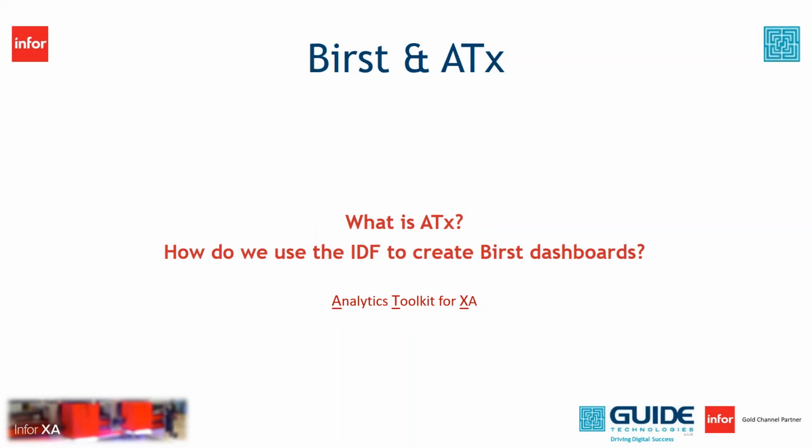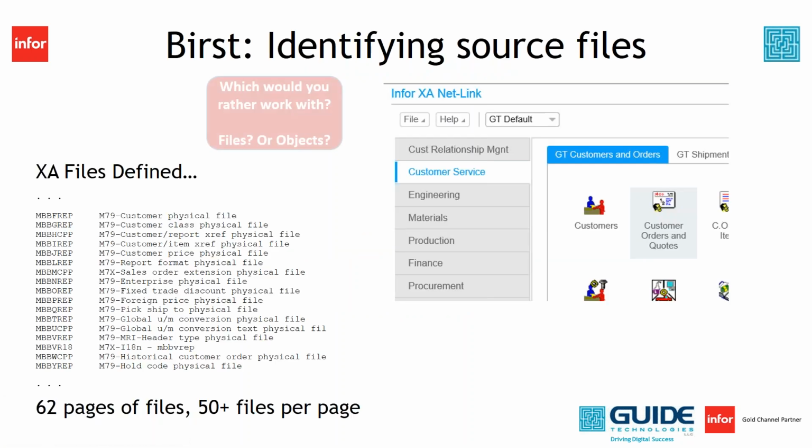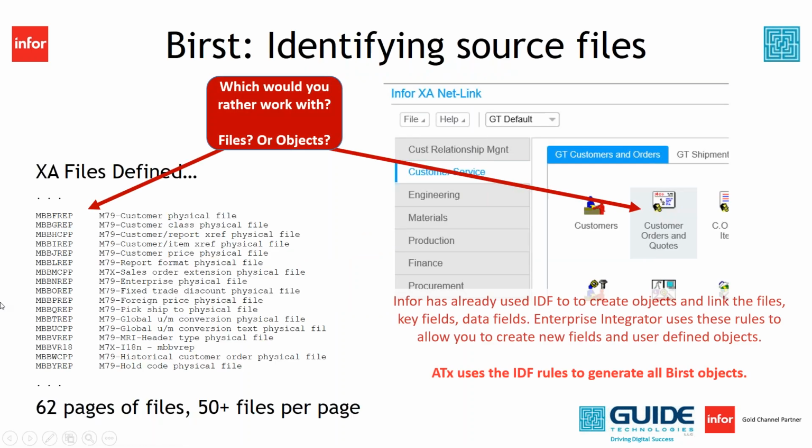So as we're doing this, how do we create those dashboards? What is ATX? Now, this is a small listing of data files out of XA. This is 62 pages, 50 plus files per page. When I just said Birst can read your data files, this is what it would do.